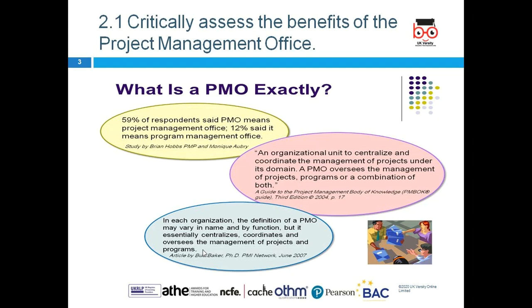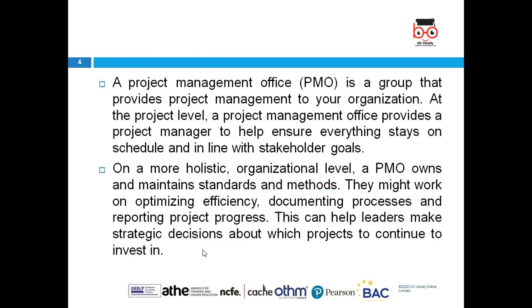So we can look around and we centralize things. In each organization, the definition of PMO may vary in name and by function, but it is essentially to centralize, coordinate, and oversee the management of projects and programs. So this is all about management. A PMO, project management office, is a group that provides management to your organization, a group of activities we can say. At the project level, a project management office provides project managers to help ensure everything stays on schedule in line with the stakeholders' goals.